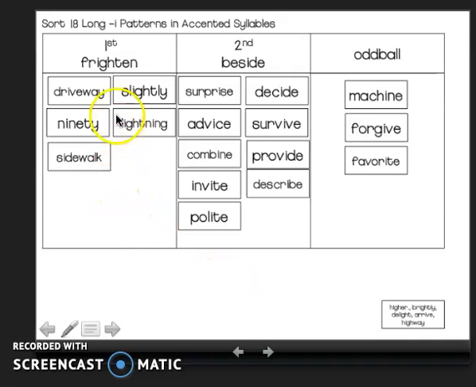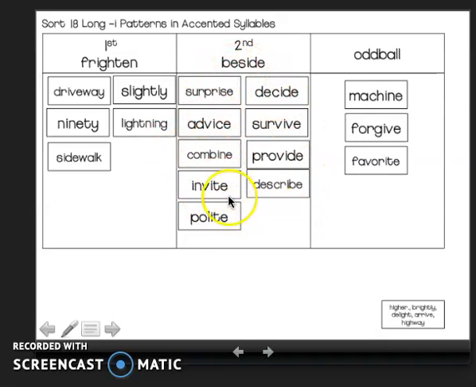Let's read our words in this column. All of the I sounds should be accented in the first syllable. Ready? Frighten, driveway, slightly, higher, lightning, sidewalk. You hear it? First syllable, we hear that I sound. It's a little bit more emphasized.